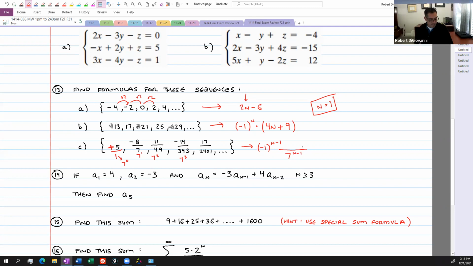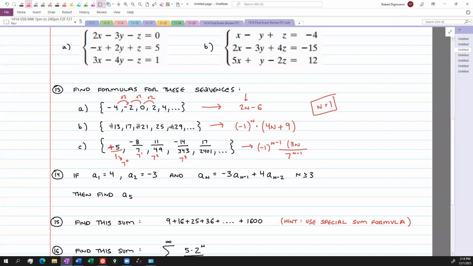And then up top, forget the signs, forget the negative, positive stuff. 5, 8, 11, all that stuff, that's jumping by 3, right? 3n, and we want to start at 5, so add 2. Yes, that should do it.